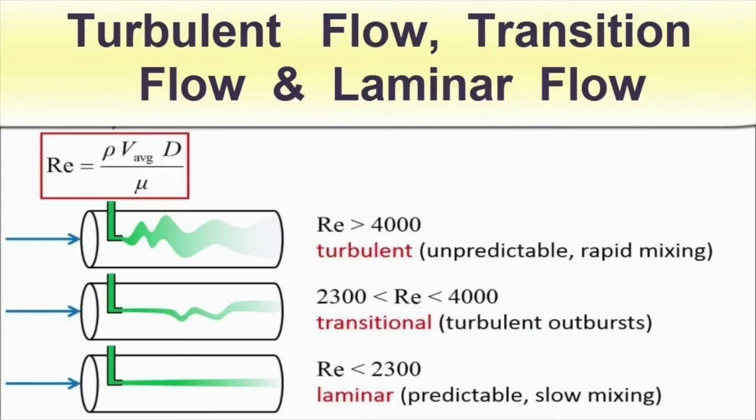Now that we've seen an example of turbulent and laminar flow, what we want to do is quantify them, and we use the Reynolds number. A Reynolds number less than 2300 is typically considered laminar flow, while above 4000, the Reynolds number tells us that the flow is turbulent. Between those two numbers is typically a transition state.